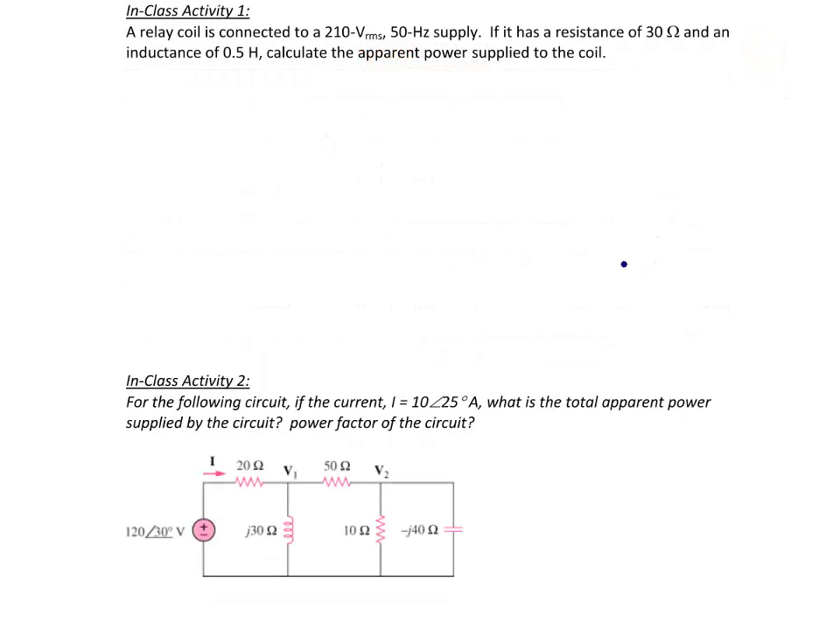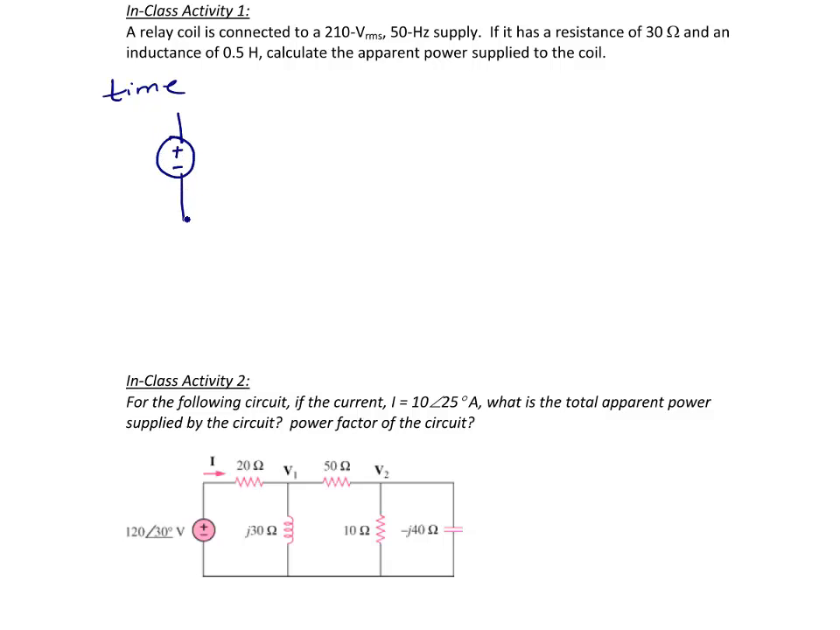Okay, let's do an example. A relay coil is connected to a 210 volt RMS 50 hertz supply. If it has a resistance of 30 ohms and an inductance of 0.5 Henry, calculate the apparent power supplied to the coil. First, I'll draw this circuit in the time domain, and then we'll convert it to the phasor domain.